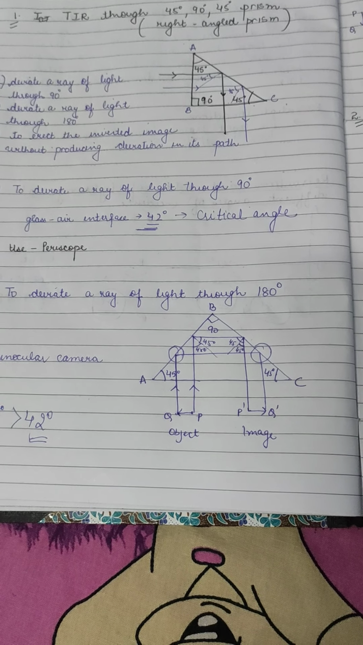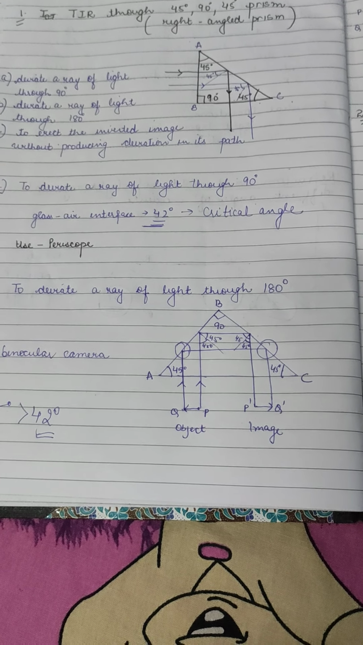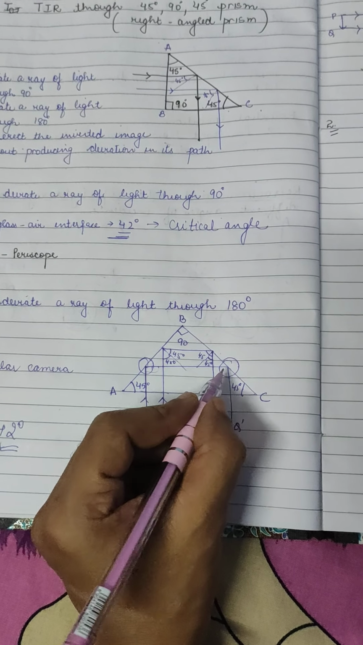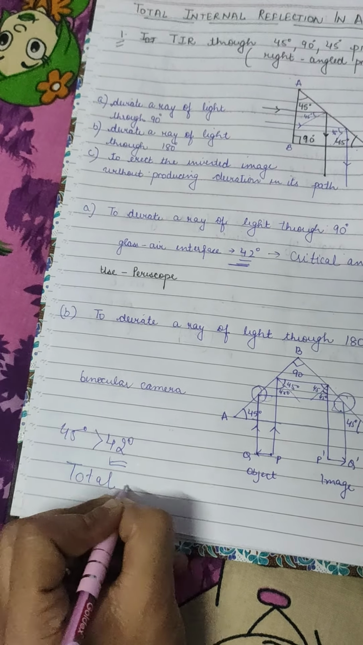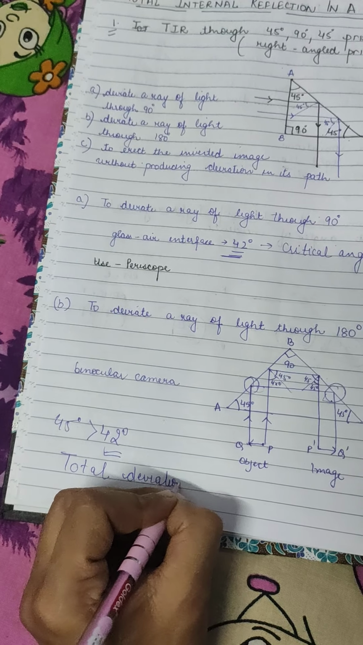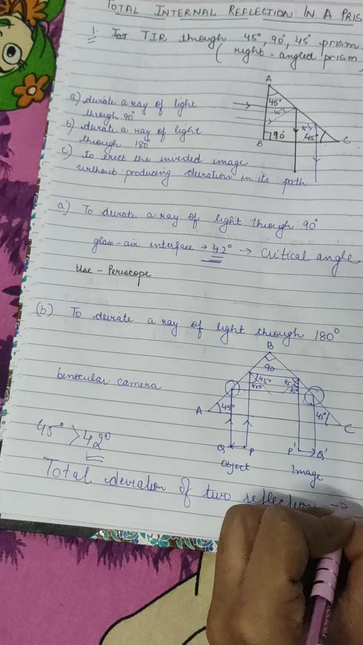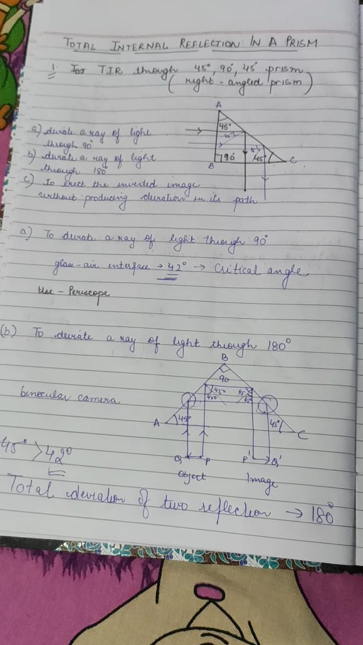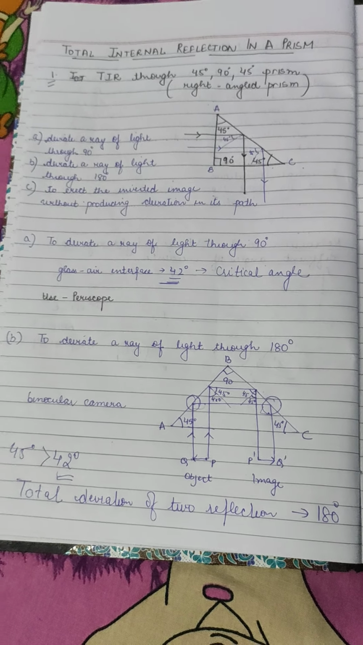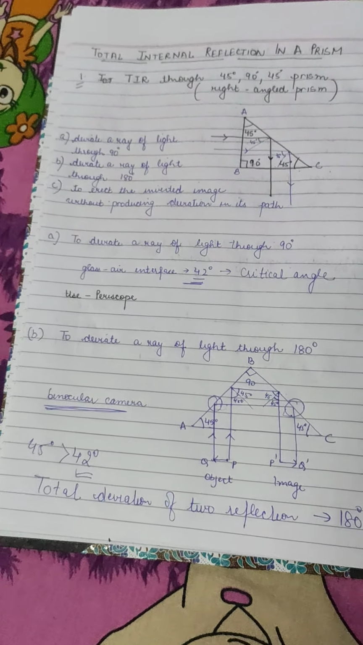Why does this happen? The light gets deviated by 90 degrees at each reflection. At every reflection it is deviated by 90 degrees. So that's why the total deviation of two reflections is 180 degrees. Total deviation of two reflections is 180 degrees. Okay, and this kind of prism we use in binocular cameras.